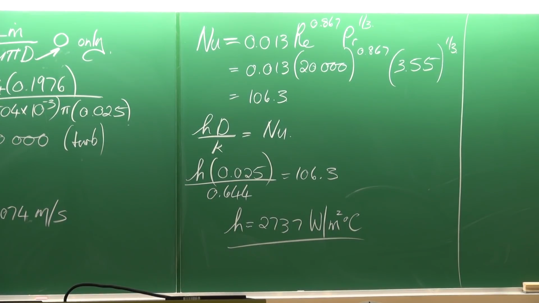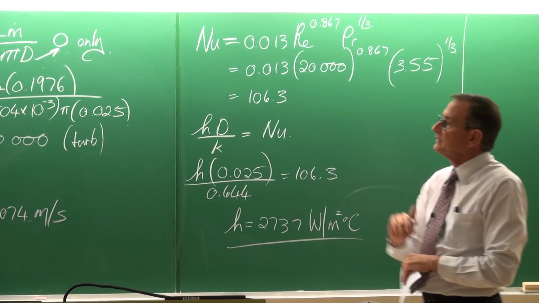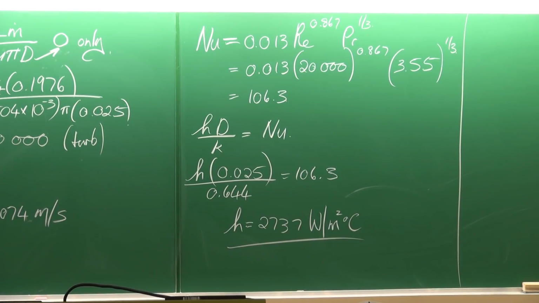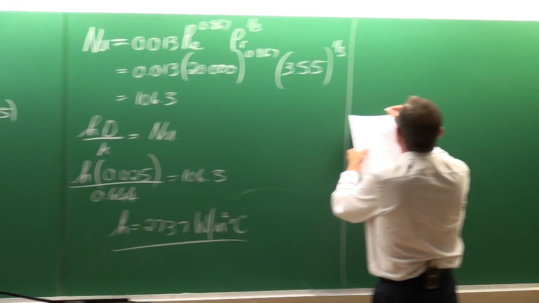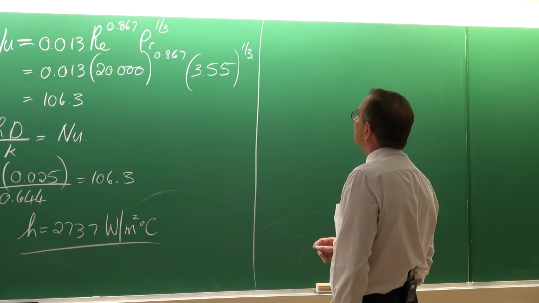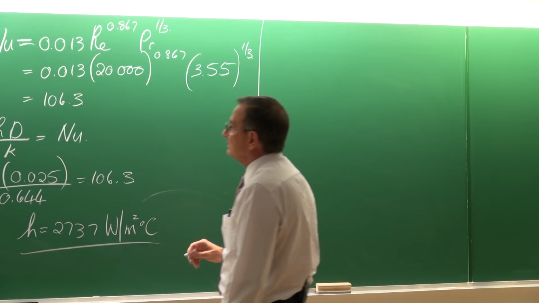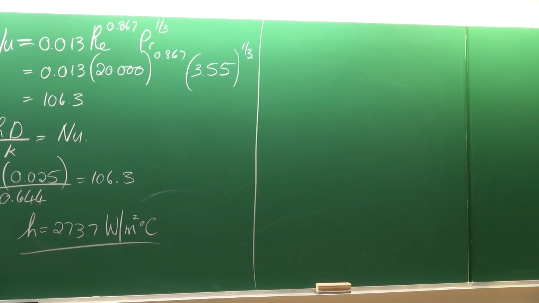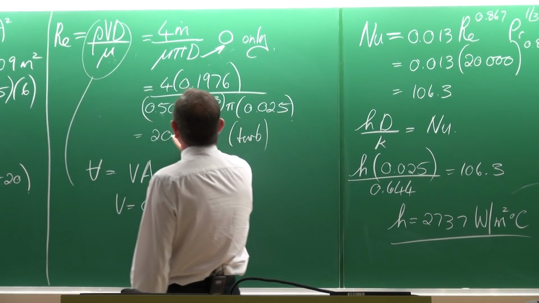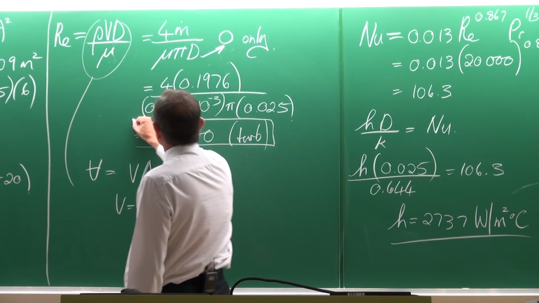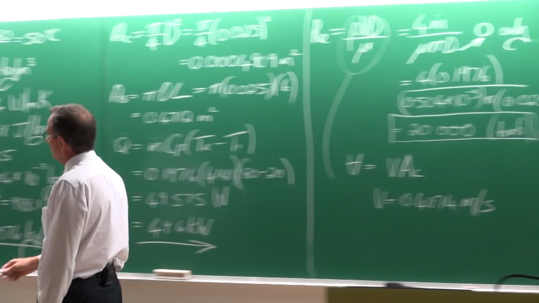Right, now that we've got the heat transfer coefficient, we can calculate the temperature at the outlet. Oh, okay. Before we do that, sorry, I forgot. When we got the Reynolds number equal to 20,000, let's just go back to the sketch.